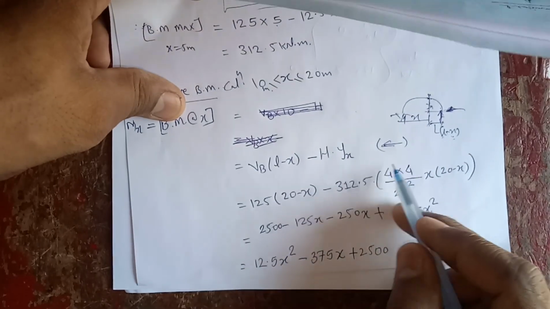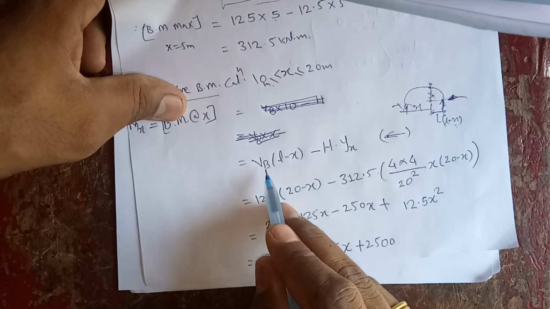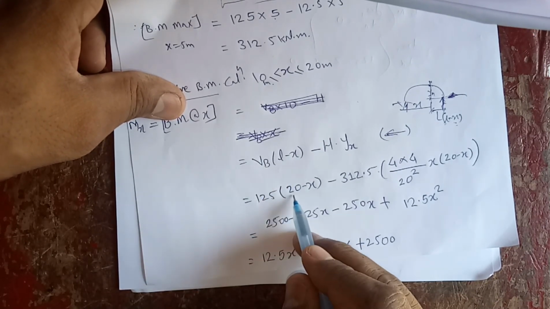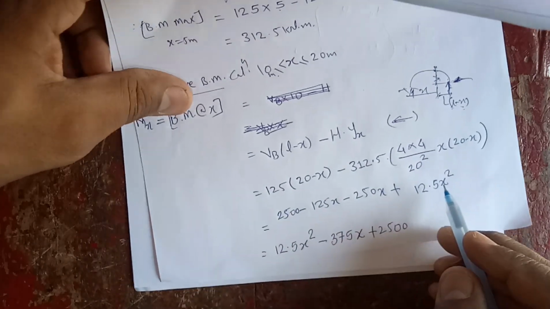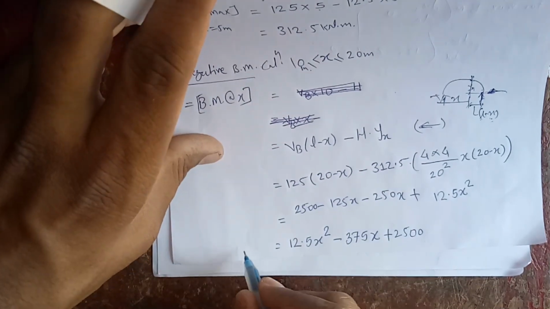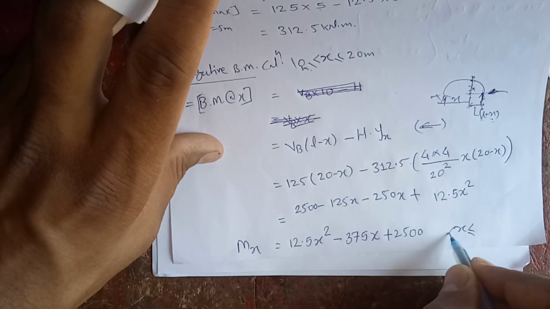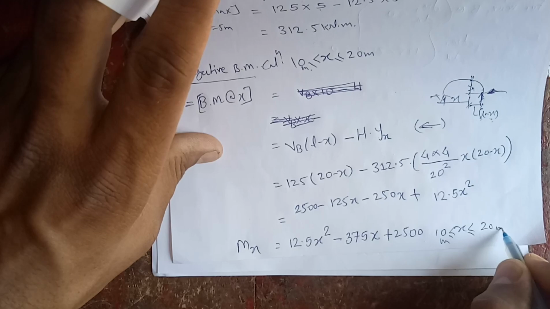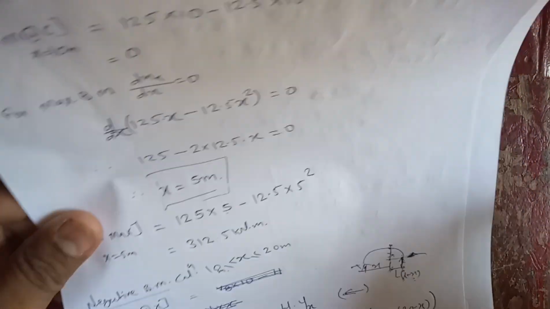So yx we already calculated and we know how to calculate it, so I'm not going to discuss that. H we have substituted here, and VB we already calculated, that we substituted. L is 20, and we are calculating at any distance x, so we'll keep the equation in terms of x only. So this is the Mx equation for x greater than 10 meter and less than 20 meter. So this equation is between 10 to 20 meter.